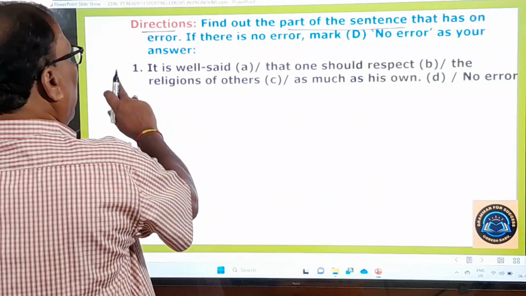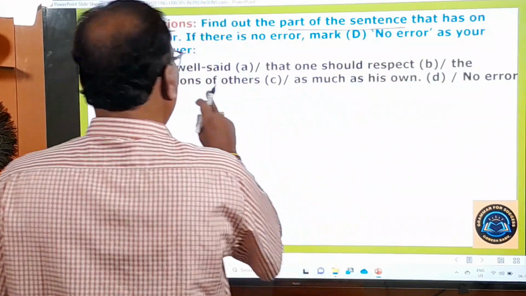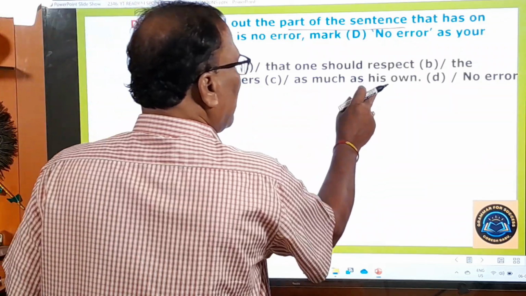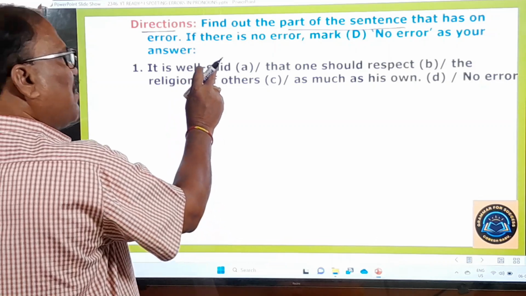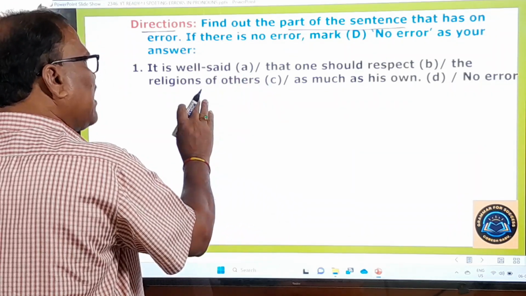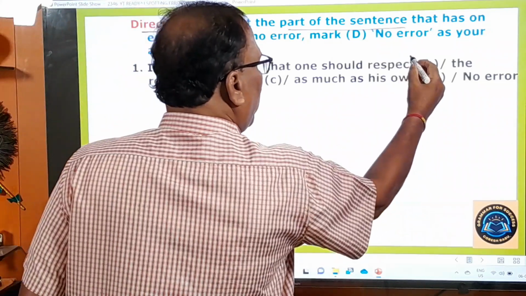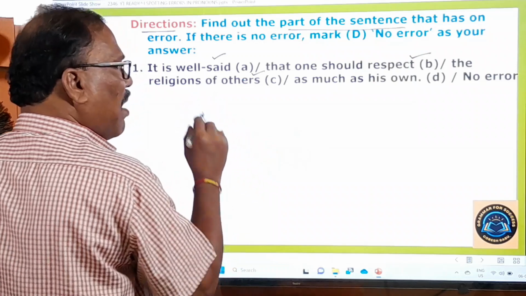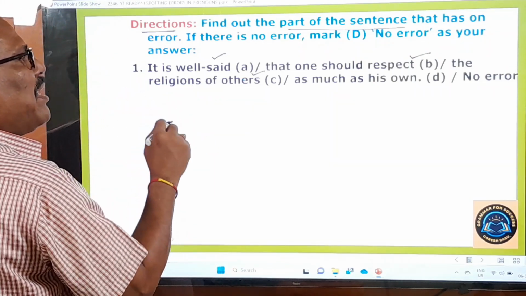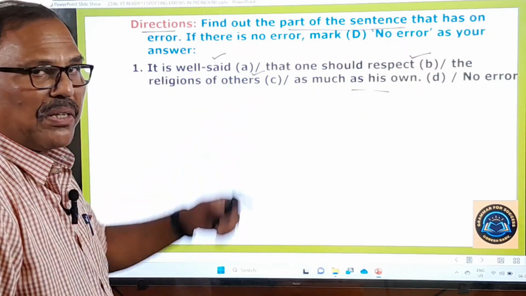Now let us take up the sentences. The first one: It is well said that one should respect the religions of others as much as his own. No error is the last part. If you observe this sentence, in the A part there is no mistake, in the B part there is no mistake, in the C part also there is no mistake. The part in which the grammatical error lies is only the D part, the last part.